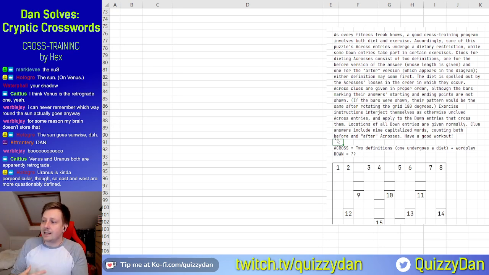The diet is spelled out by the acrosses' losses, good rhyming there, in the order in which they occur. Across clues are given in the proper order, although the bars marking the answers' starting and ending points are not shown. If the bars were shown, it would be 180-degree rotational symmetry. Exercise instructions interject themselves as otherwise include across entries and apply to the down entries that cross them. Locations of all down entries are given normally. Clue answers include 9 capitalised words, both counting before and after acrosses. Have a good work out what is going on.